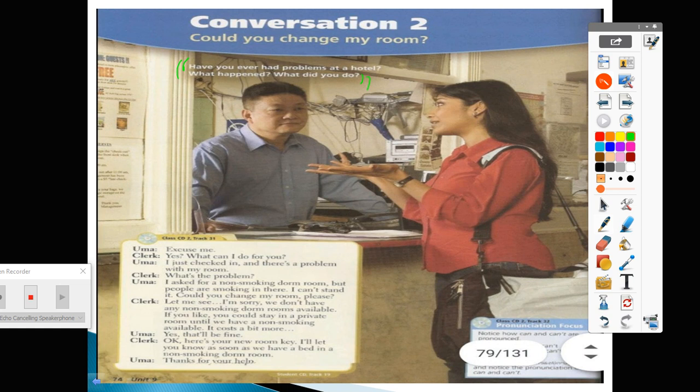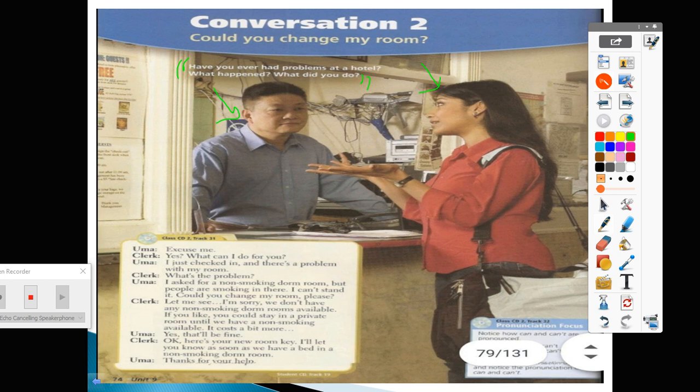Now, have you ever had problems at a hotel? What happened and what did you do? He's asking if you faced problems in hotel reservations, how that happened, and what you did to manage it. Now we see that girl here is having a problem with her room. And the clerk, or the receptionist, is listening to her problem and trying to solve it.